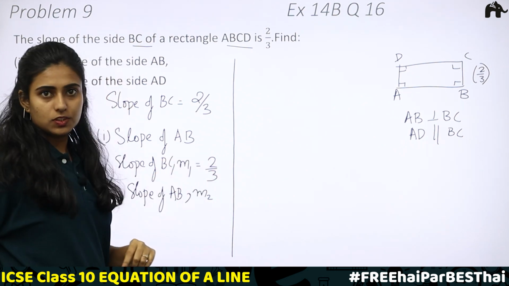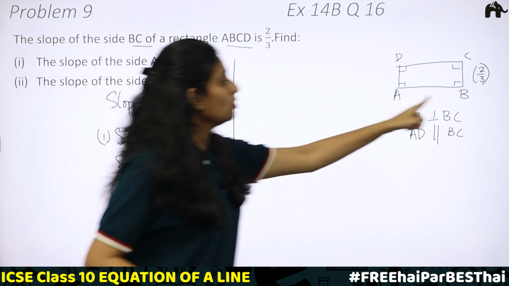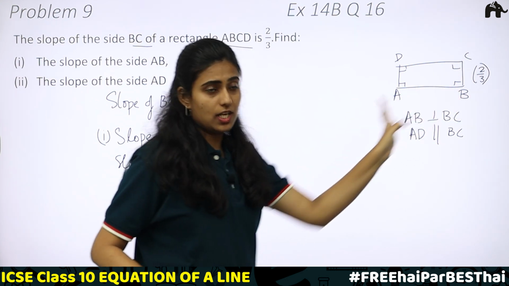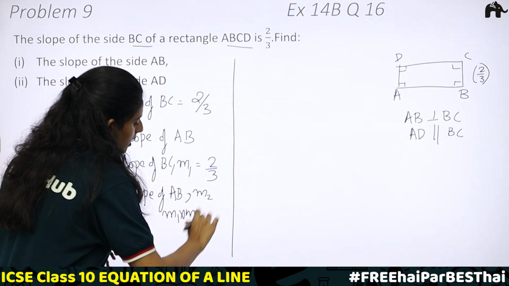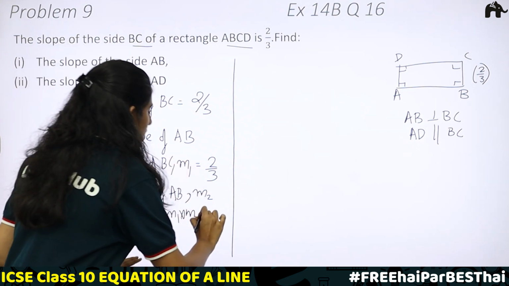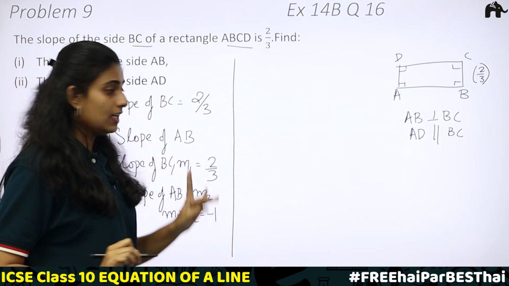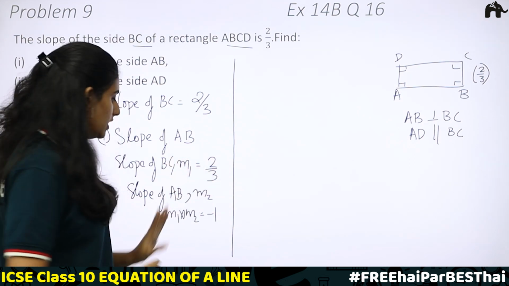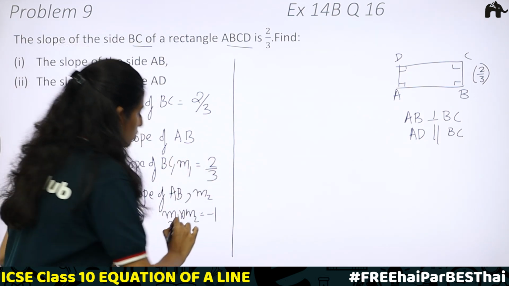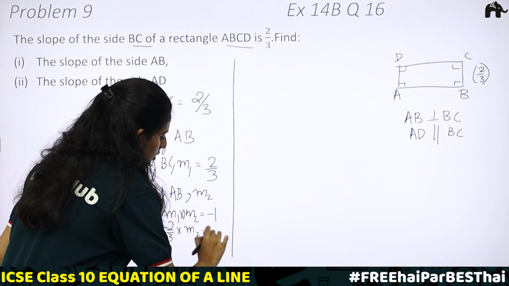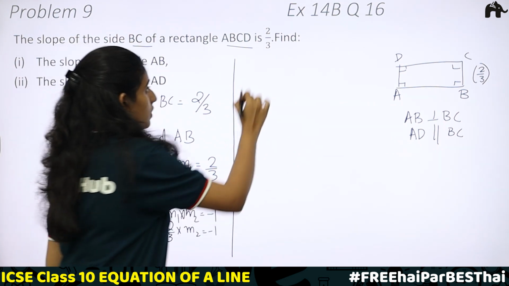M2. When two lines are perpendicular, the product of the slopes, M1 into M2, will be equal to -1. Here we have M1 equal to 2 by 3. Therefore, 2 by 3 into M2 is equal to -1. We can find M2 from here.